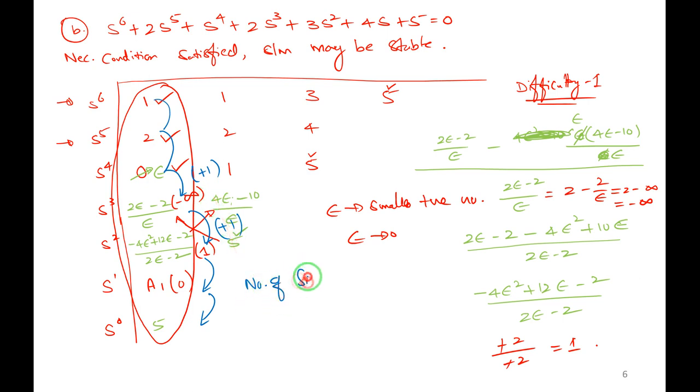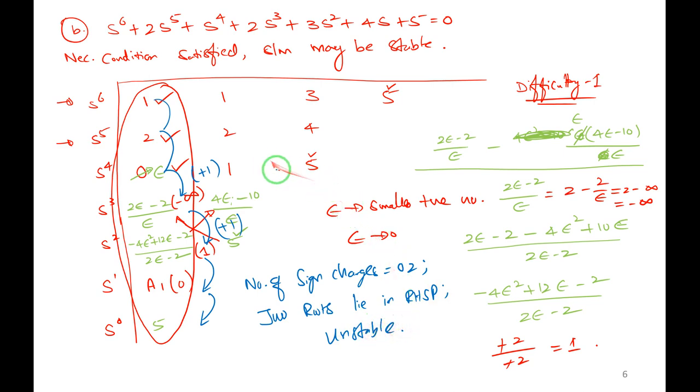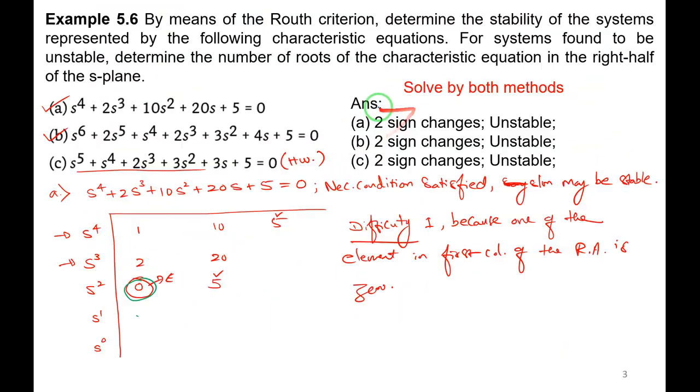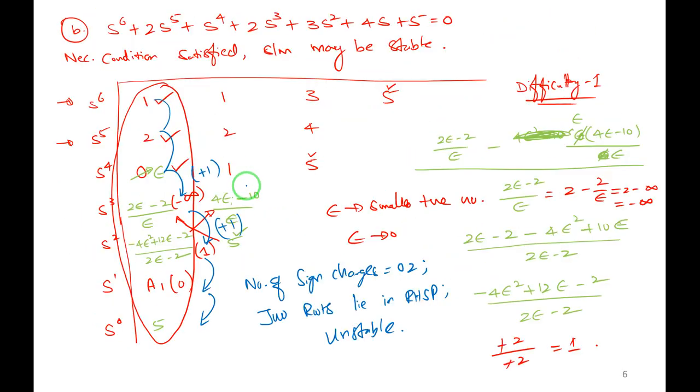Number of sign changes equal to 2, so two roots lie in the right half of the S plane. So the given system is unstable. It is better to go for the second method. Two sign changes, so unstable. Let me do it with the second method, or you will be doing it. Shall I skip it?